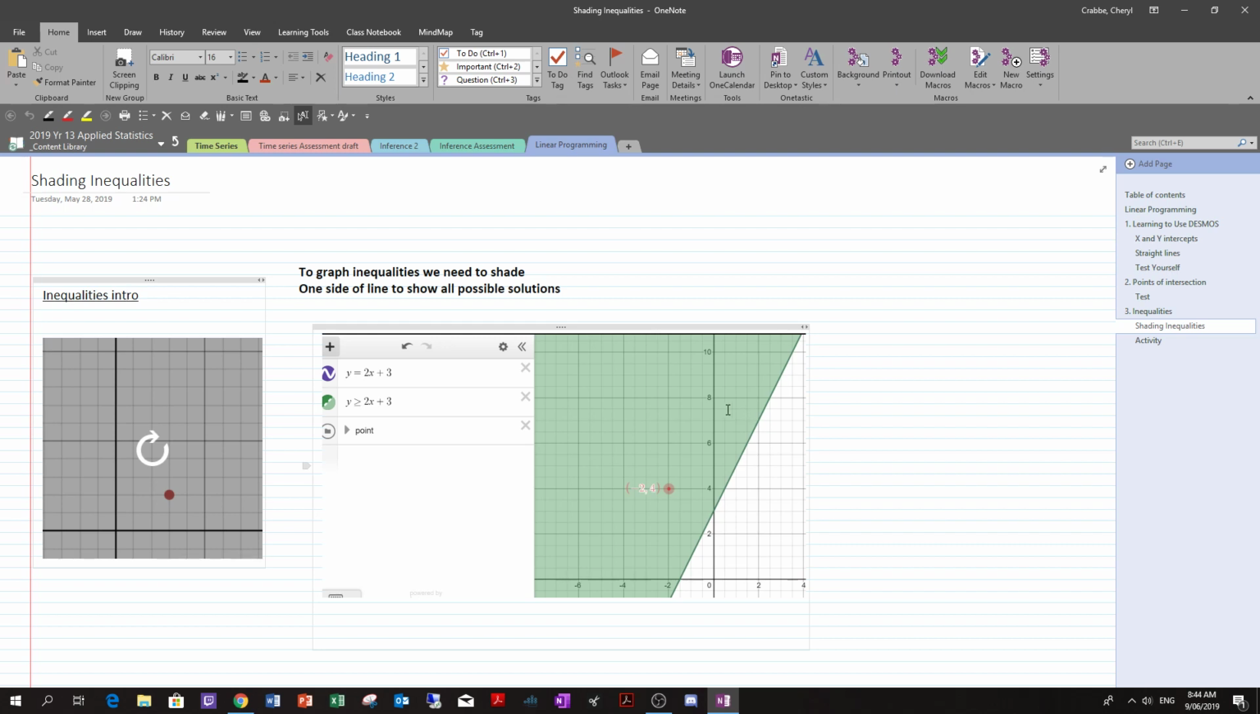We're going to talk about that a little bit later on when we get into feasible regions, but for now we'll just stick with that whole idea that we'll shade the solution side for the equation.